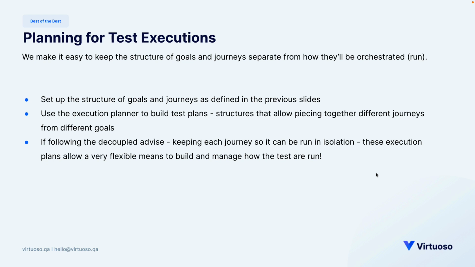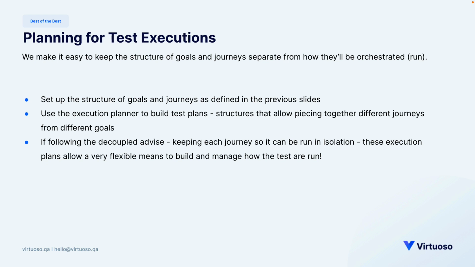And then finally, planning for test execution. So how do you build out and orchestrate which tests you want to be able to run? So given that we advise that goals should be roughly aligned to the different modules of the application, what happens if you want to run only certain tests from different areas of the application? So you don't want to run all of them.